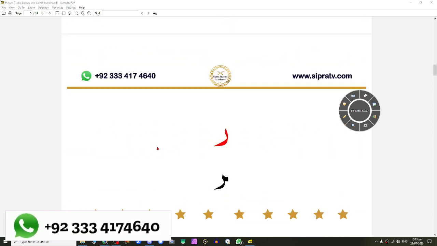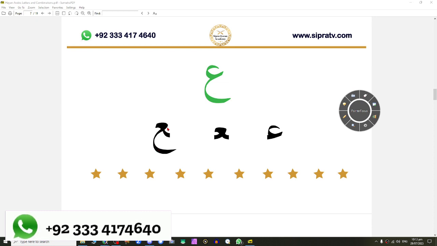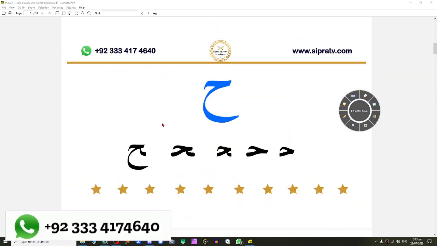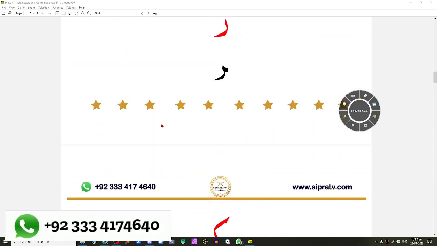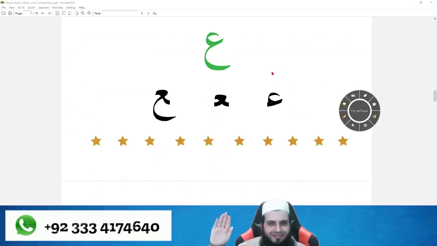Whereas the letter Ein looks different. It is not as wide. It is narrower and it is like a golf cap. So this is the difference between Ein and Ha. Visually, when they are joined together, you have to keep the shapes in mind so that you don't get confused while they are written in word form.